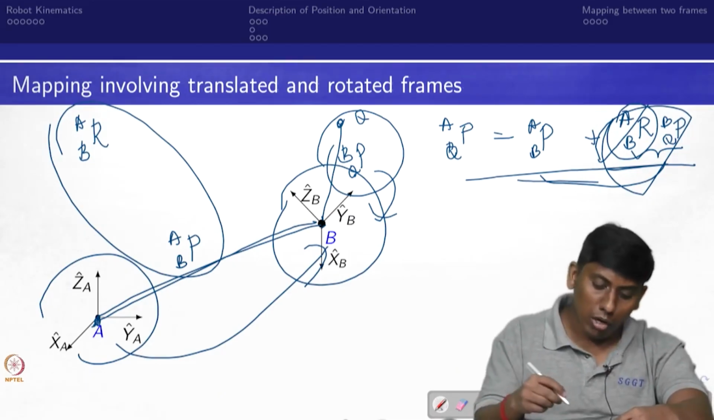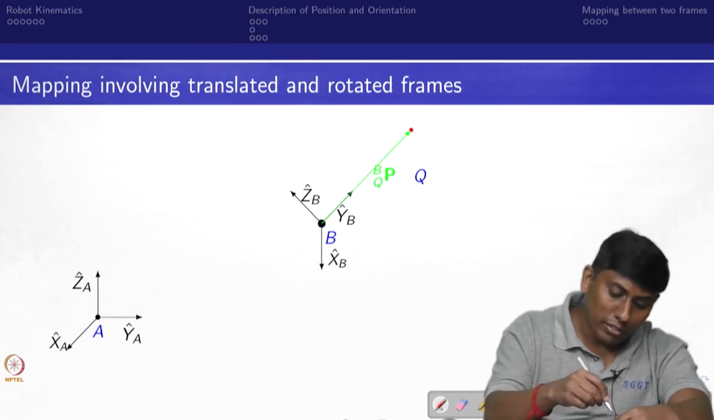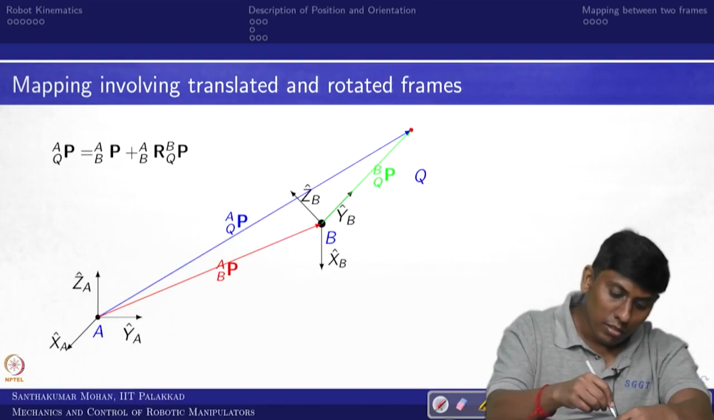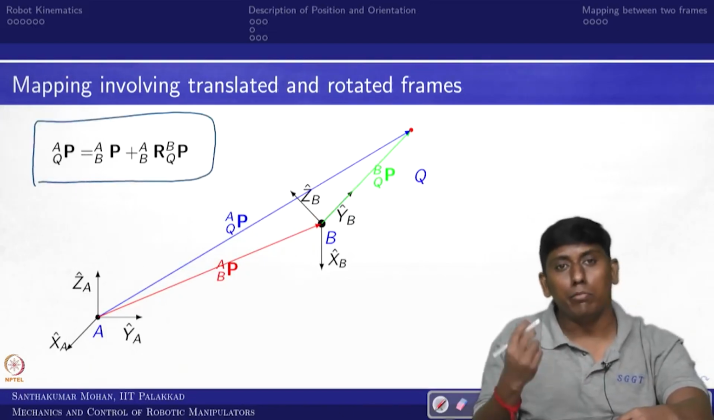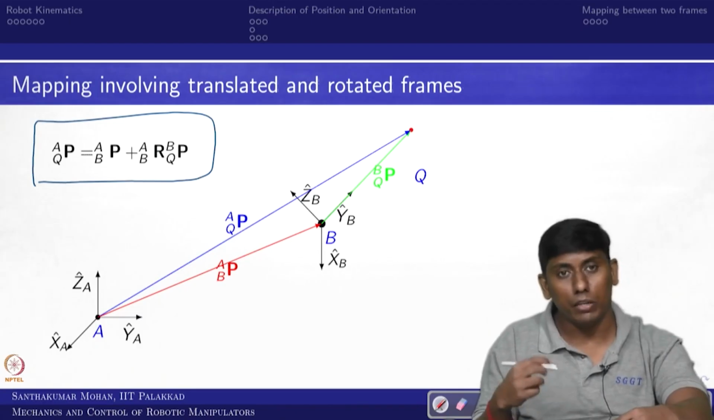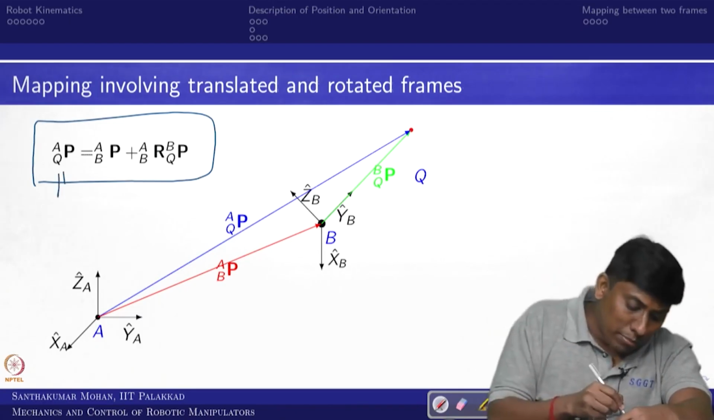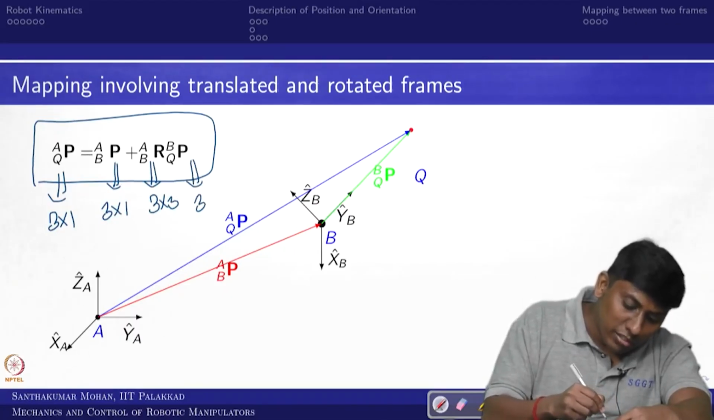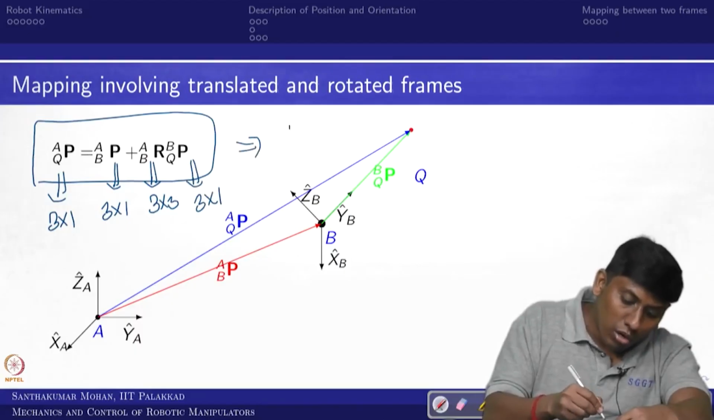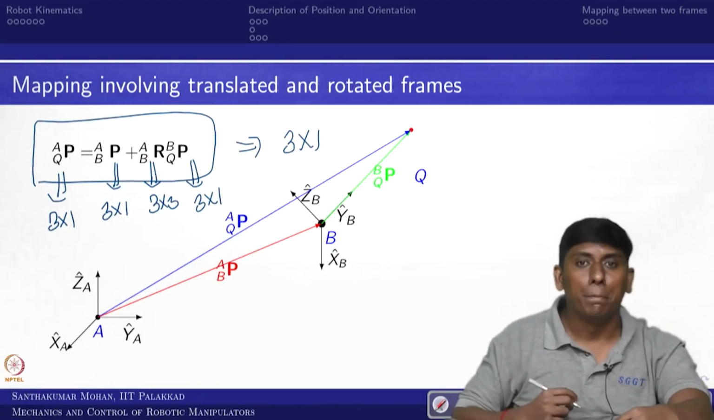So now we obtained one straightforward relation. We are going to use this relation further and bring in more relations. This dimension is 3 cross 1, this dimension is 3 cross 1, this matrix dimension is 3 cross 3, and this dimension is 3 cross 1. So overall the dimension is 3 cross 1.